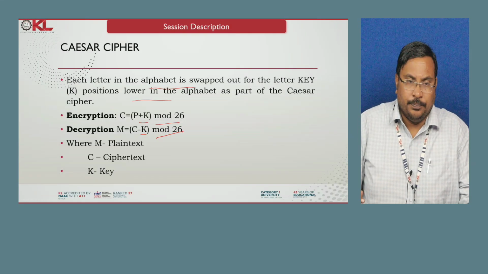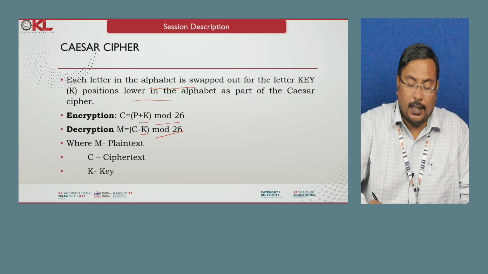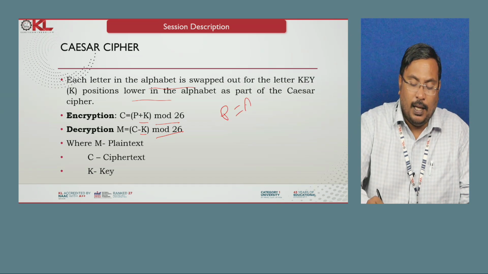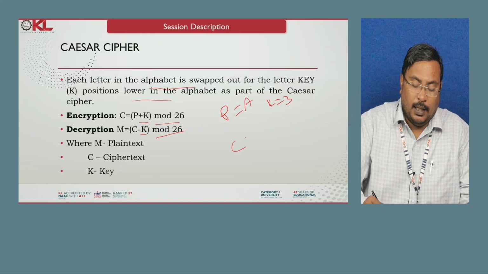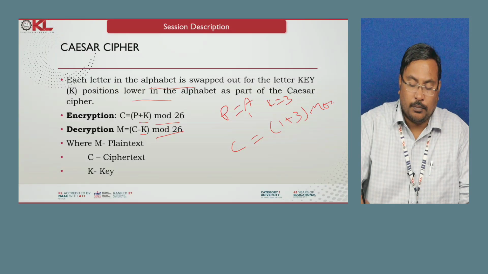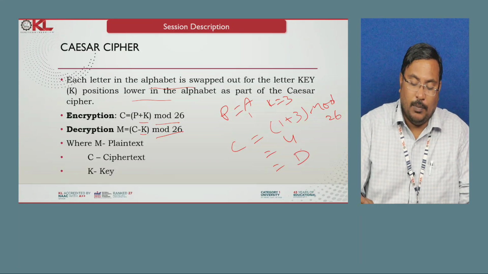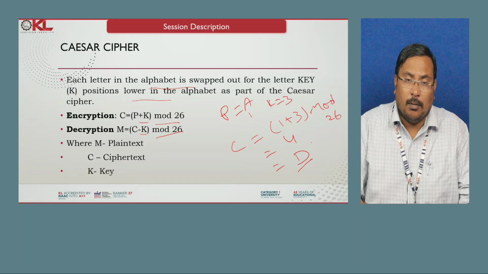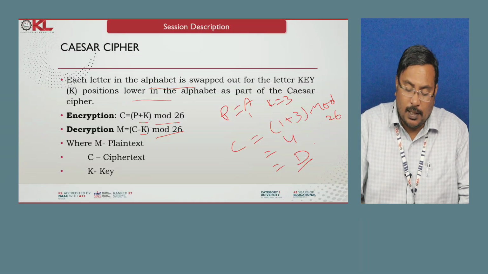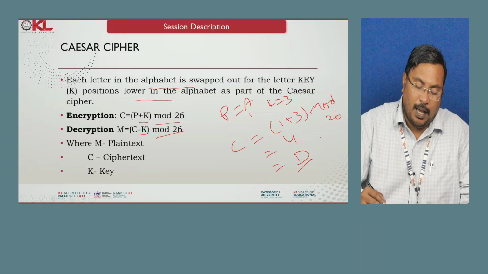For example, if you take the plain text as A and key equal to 3, in order to create the ciphertext, C equal to A, which is position 1 in the alphabet, plus 3, mod 26. You will get 4. That means 4 is which letter? D. So this is known as the ciphertext.